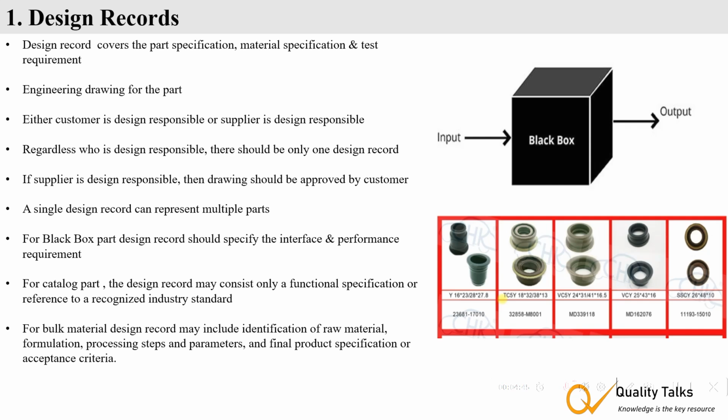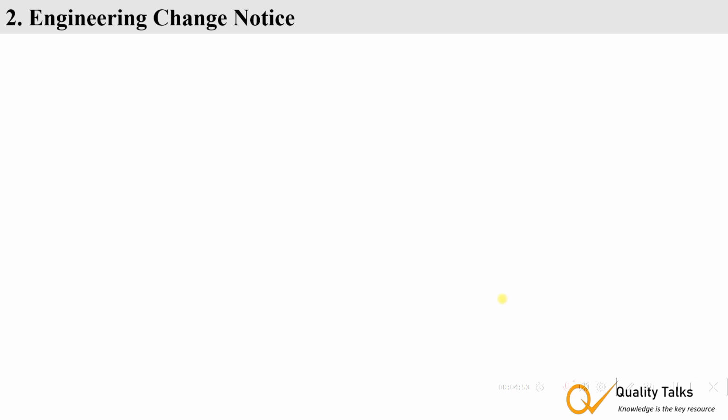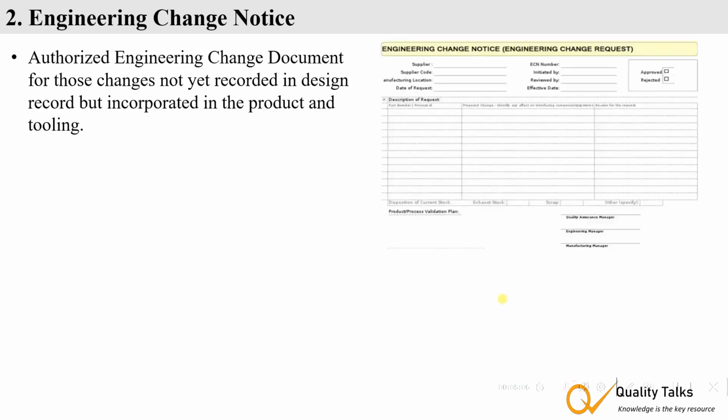specification or acceptance criteria. The second document in PPAP is the engineering change notice. It is an authorized engineering change document that covers the details of design changes that are not yet covered in the design record but incorporated in the product and tooling. It is a specific document of the organization. For some organizations it will be applicable and for some organizations it will not be applicable.